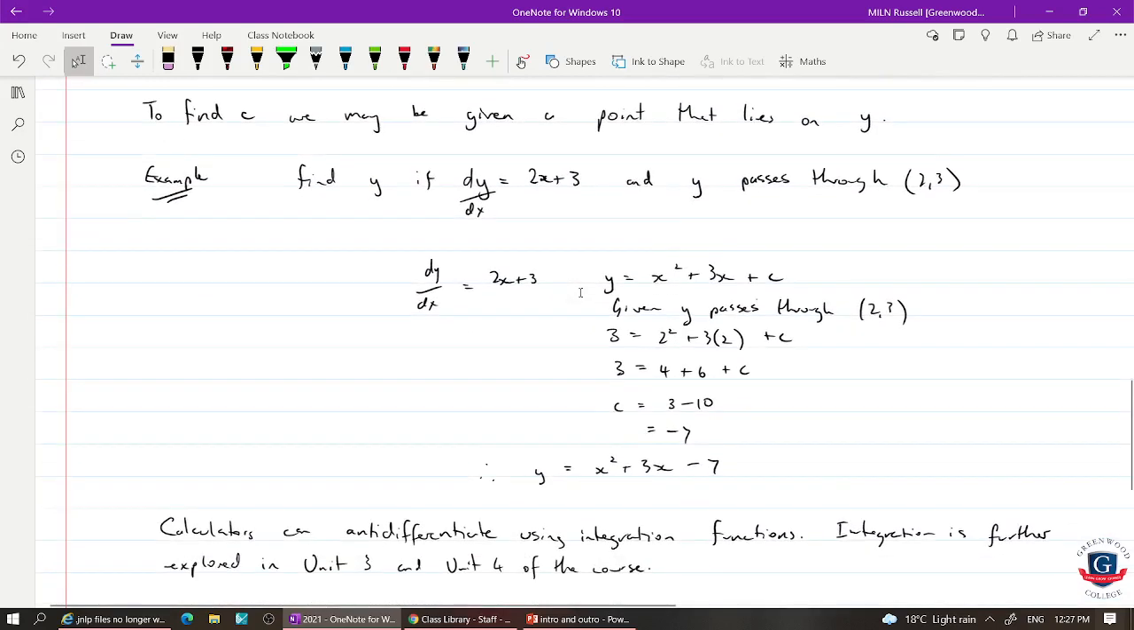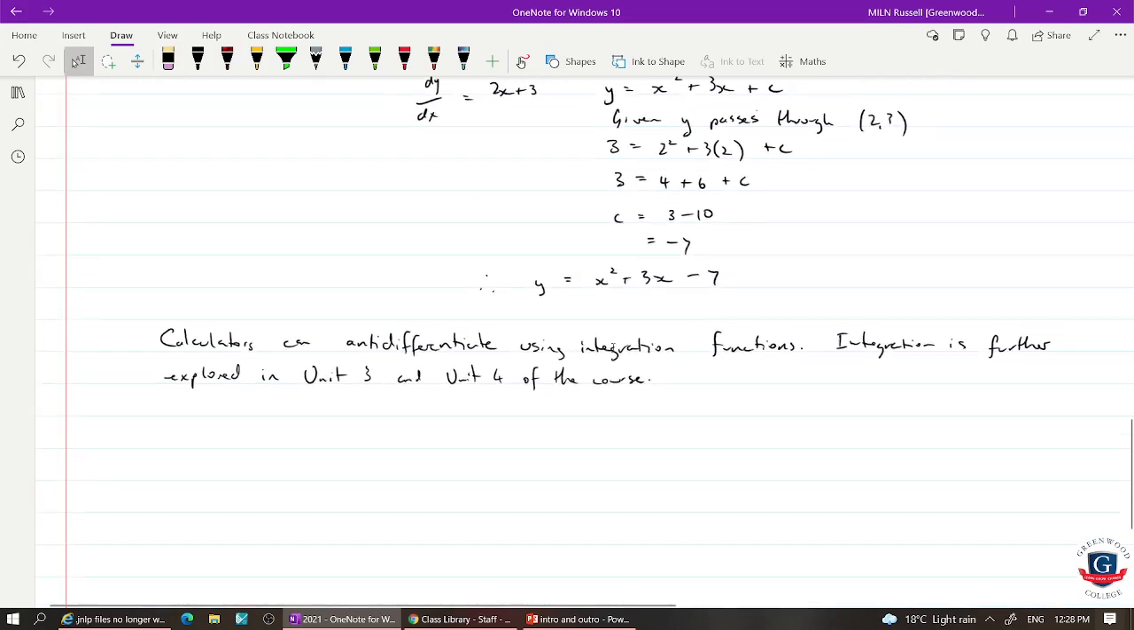Okay, now we can find that value of c if we're given a bit more information. In this case, we're given the derivative being 2x plus 3, and we know that the original function y passes through 2, 3. Once we do that, we can use it to solve for c. So if we anti-differentiate 2x plus 3, we'll end up with x squared plus 3x plus c. Now given that y passes through 2, 3, we can substitute in 3 for y and 2 for x and solve for c. c gives us negative 7. We can rewrite our formula now with c having a value, and then we could go on and solve some other problems with it if we had to.